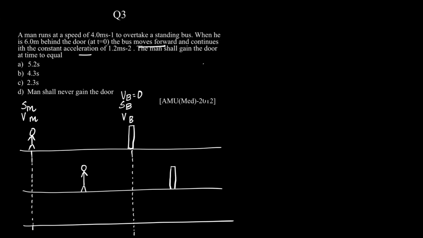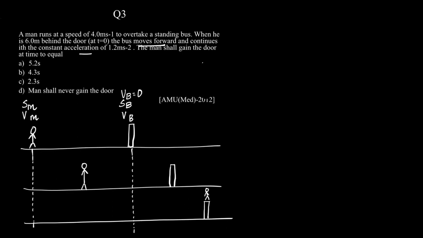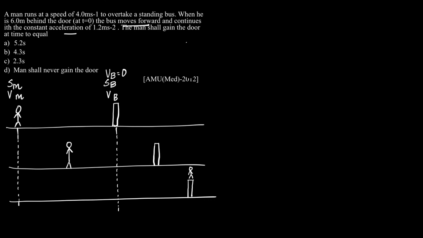Then even after some more time, the bus is still moving, but the man has gained access to the bus. So I think it would be better if we draw it like this. So the man has now reached the bus. In which case, what is the distance moved by the man? The man was initially here. Let me mark that as A. And the man has now traveled this far and he has reached here, which I'll call C.